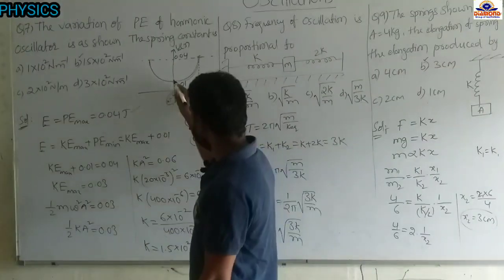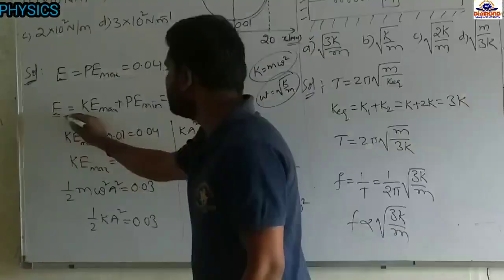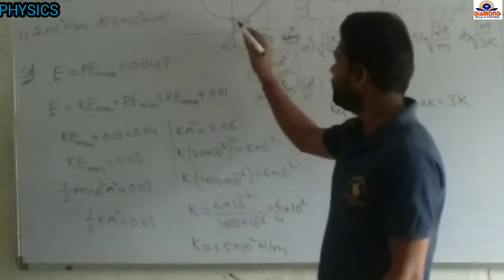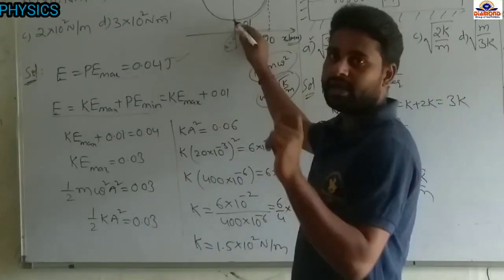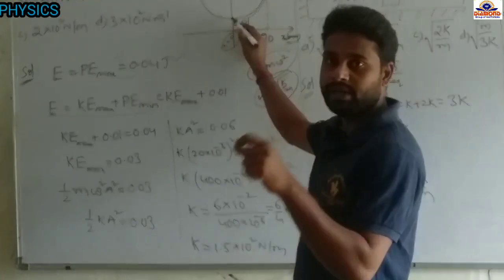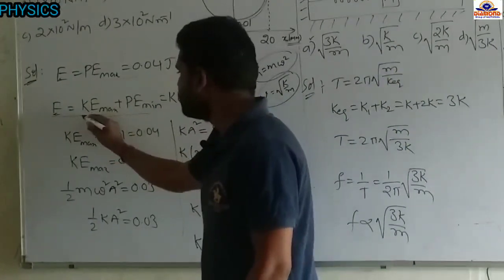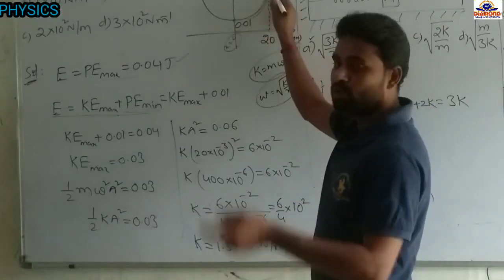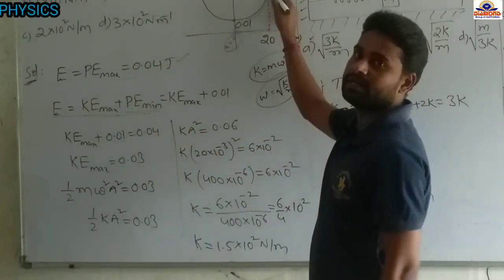Okay, so now at the mean position the total energy equals the sum of the kinetic energy and the potential energy. At the mean position kinetic energy is maximum and the potential energy is minimum, that's why I am taking kinetic energy maximum plus potential energy minimum. Okay, at the extreme total energy is equal to the potential energy only.